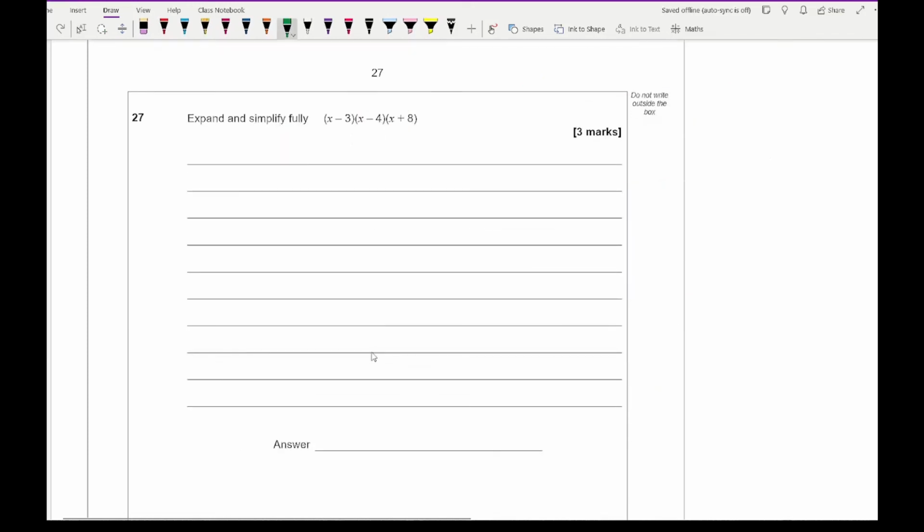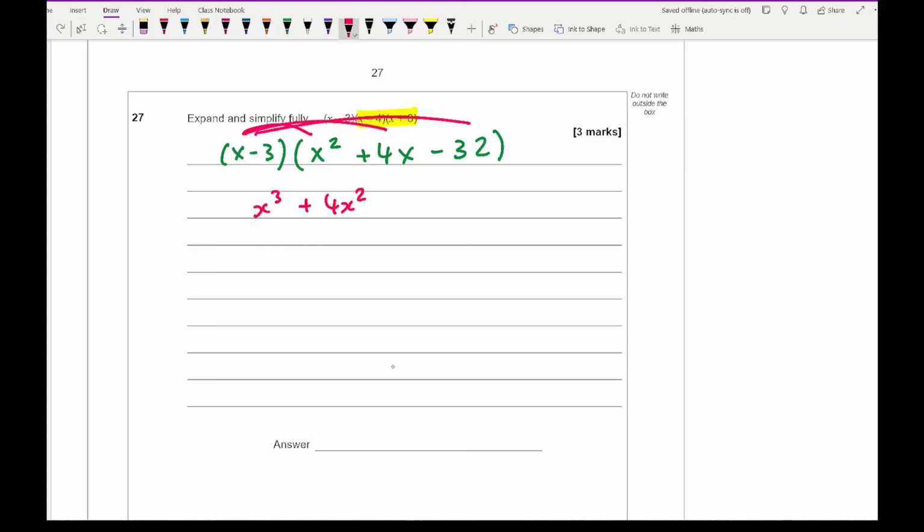Question 27, it says expand fully. So for this, I'll expand these two brackets first. It doesn't matter which one you do, but this is just usually how I do it. So what I end up with is x squared plus 4x minus 32. Then I multiply x out, so I get x cubed plus 4x squared minus 32x, and then I go for minus 3x squared minus 12x, and then it's going to be plus 96, and then all I need to do is simply add them together.